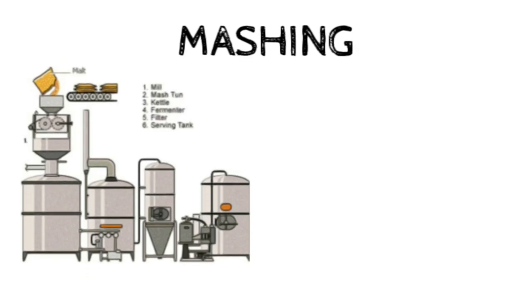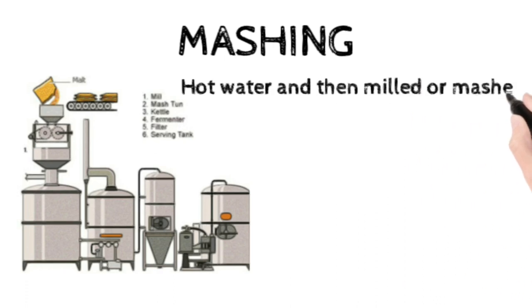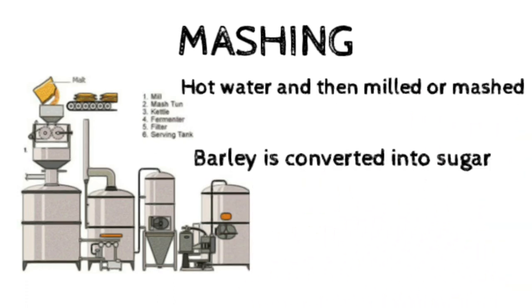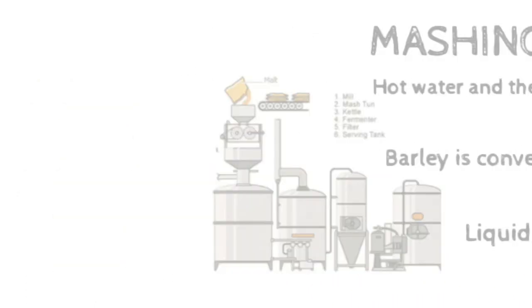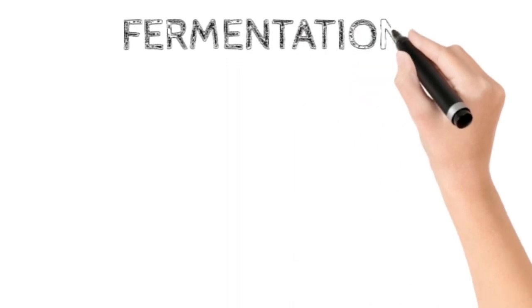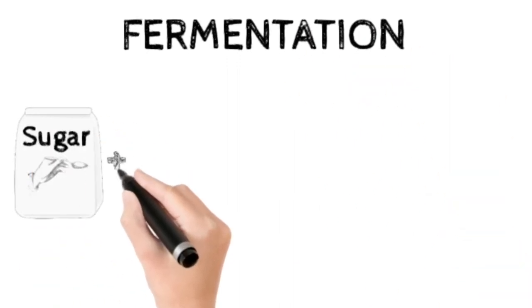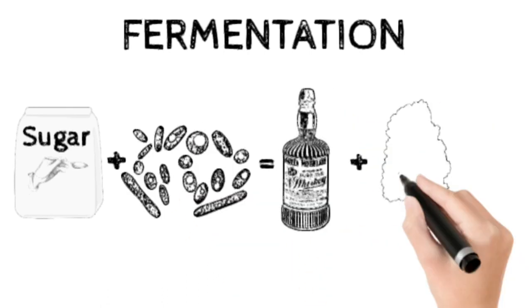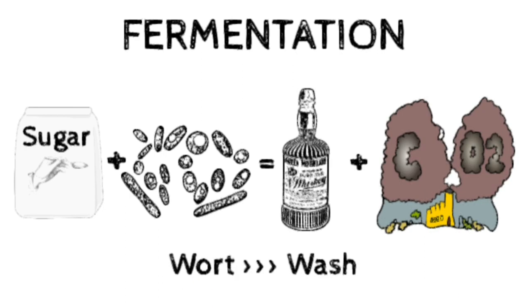Step 2. Mashing. Malted barley is mixed with hot water and then milled or mashed in a mash tun. While mashing, the starch in the malted barley is converted into sugar. The strained liquid is called wort. Step 3. Fermentation. Yeast is added to the wort; the presence of sugar and the room temperature make the yeast function, and the yeast converts sugar to alcohol and carbon dioxide. The fermented liquid is called wash.